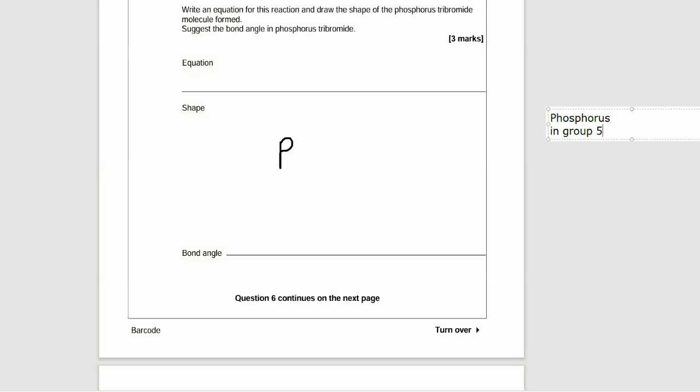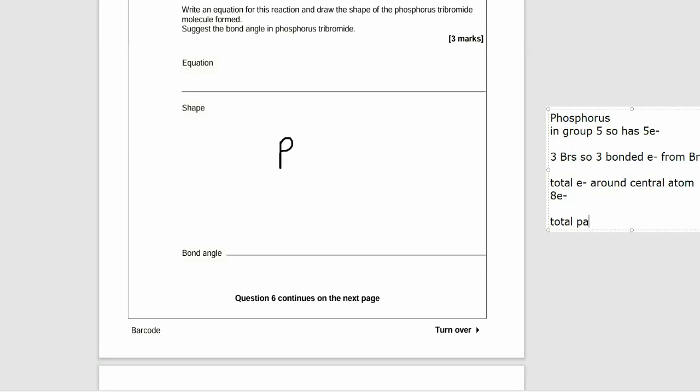Okay, phosphorus is in group 5. That tells us it has 5 electrons around the central atom, so 5 electrons in its outer shell. It's bonded to 3 bromines, so we're getting 1 electron from each of those bromine bonds. So there's a total of 8 electrons around the central atom. We want to find out how many pairs of electrons that makes. Well, 8 electrons, divide them by 2. We've got 4 pairs of electrons around the central atom.